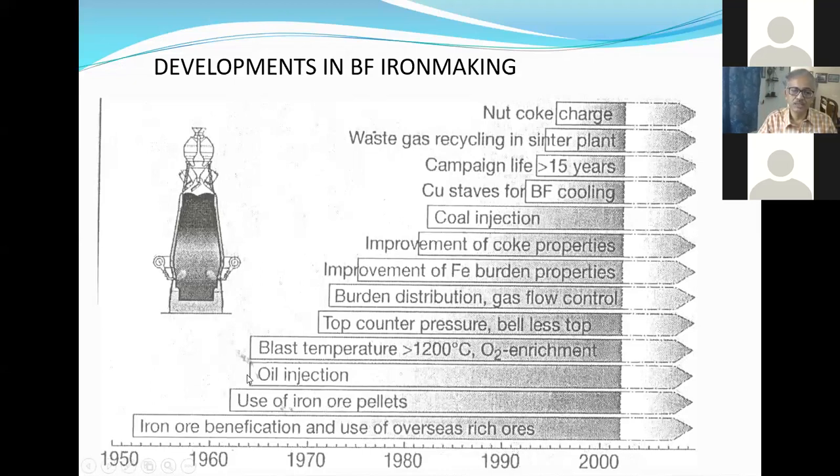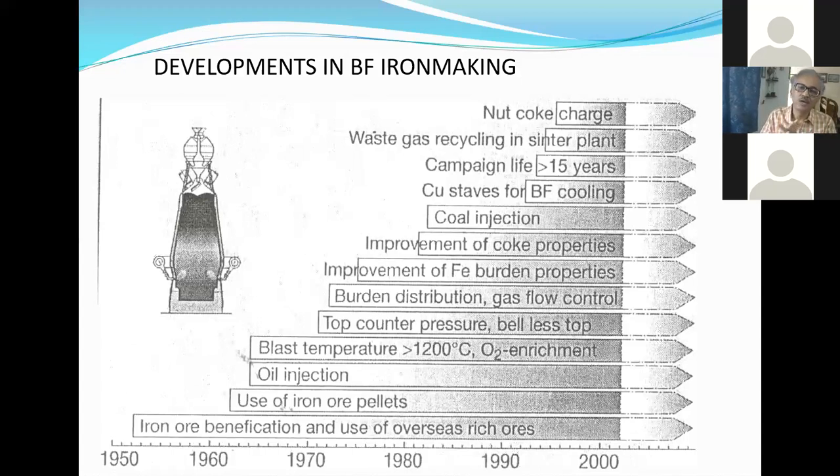And then oil injection. Oil injection came in the 1960s, middle of the 60s. Basically, with oil injection you can supplement the heat supply and reduce the coke. So you can reduce the coke rate by using the oil injection. If you do oil injection, you can replace some amount of the coke.